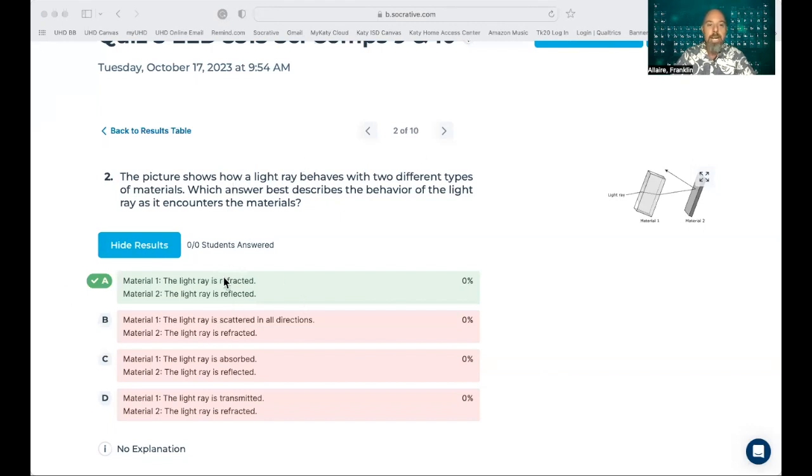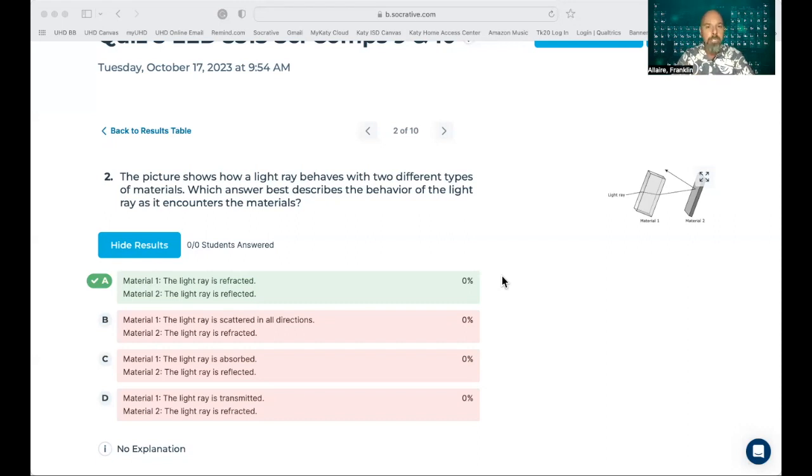So out of all of these answers, again, answer letter A is going to be the only one that is correct. The light is not being scattered in all directions in material 1. In material 2, the light is not being refracted. In material 1, the light ray is not being absorbed, and while it is being reflected, again, it's not being absorbed. And in letter D, if it was transmitted, that would be like the example I showed you before, where the light was passing straight through.